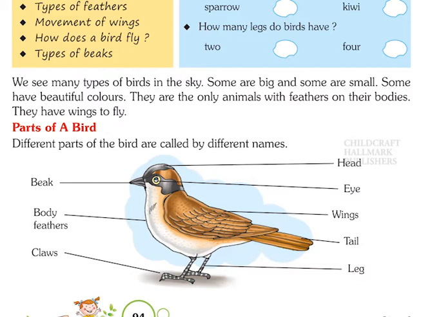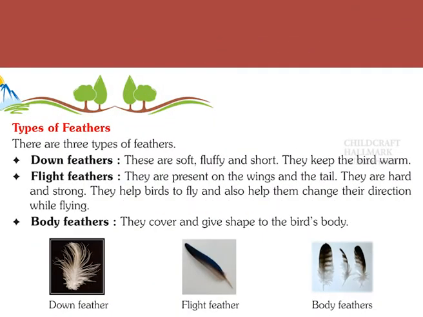Parts of a bird. Different parts of the bird are called by different names. Head, beak, eye, wings, body feathers, tail, claws, leg.